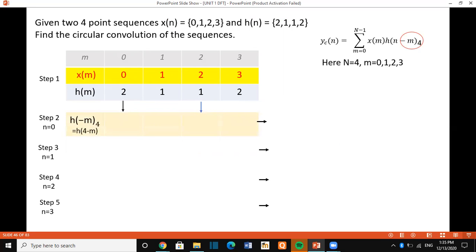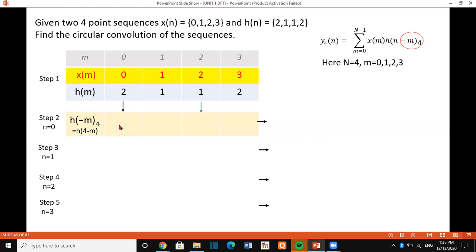So now, like I told you, in the first step we have already changed the index from n to m. Then in the second step, we have to find out h of minus m. Like I told you, how is h of minus m done? This is nothing but using the time reversal property.